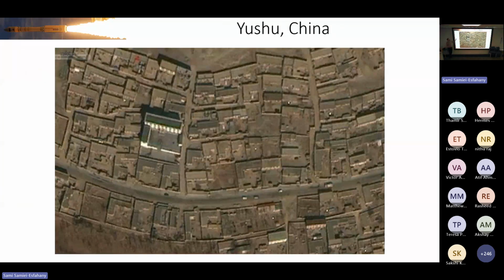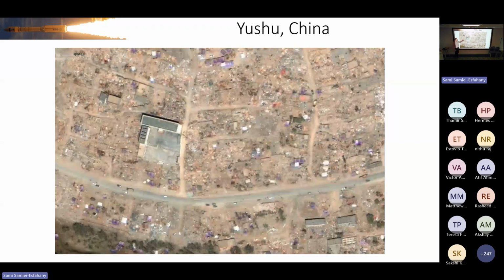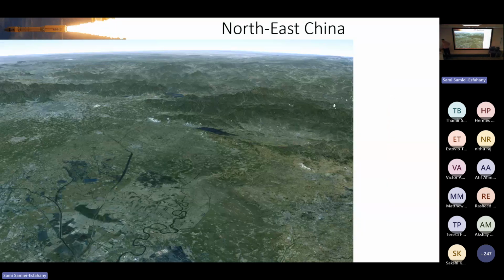So one particularly extreme example of this is Yushu in China, an earthquake I worked on many years ago using InSAR. This was the buildings as seen in optical satellite imagery before the earthquake, and then you can see the vulnerability, the fragility of those buildings means that there's been near total destruction in an earthquake that was relatively not large, less than magnitude 7, and it affected a large fraction of this city.